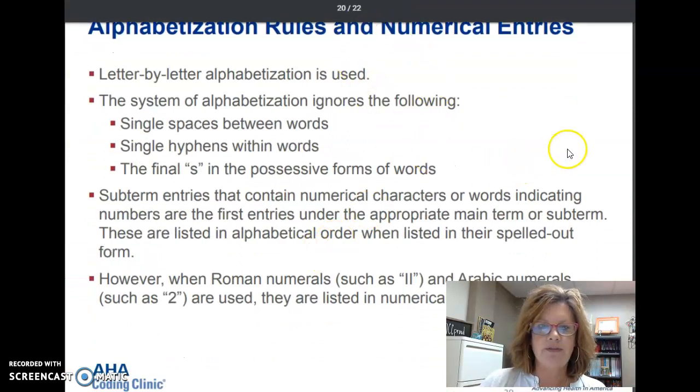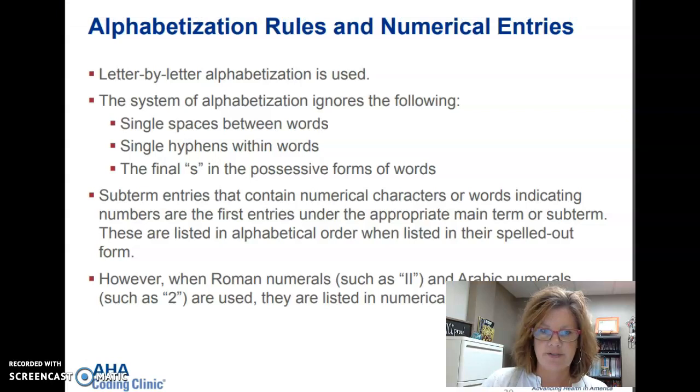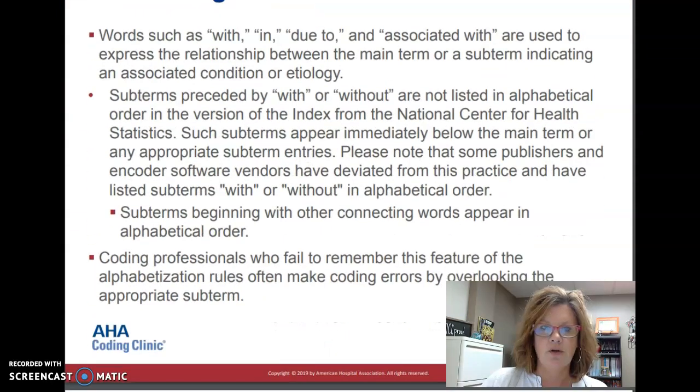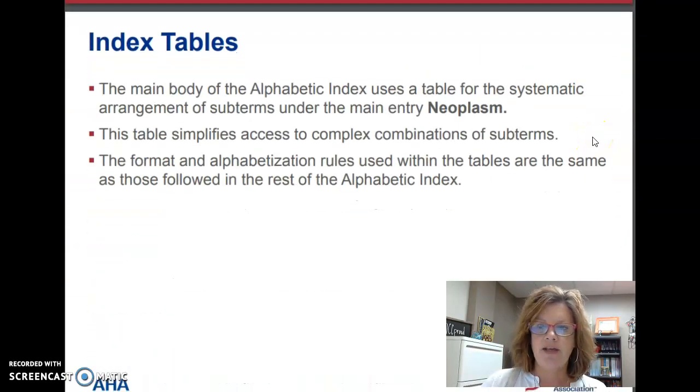Okay, and again, with the rules, we have letter by letter. That's how we use it. Single spaces, again, we ignore those. We ignore hyphens. Connecting words like with, in, due to, associated with are used to express the relationship between that main term and subterm. So again, we'll start talking about them as we go on. And then our index table. Okay, so again, the main body of the index or alpha index uses a table for systematic arrangement of subterms under the main entry neoplasm. That is for neoplasms. Tables, again, are for complex conditions of subterms.